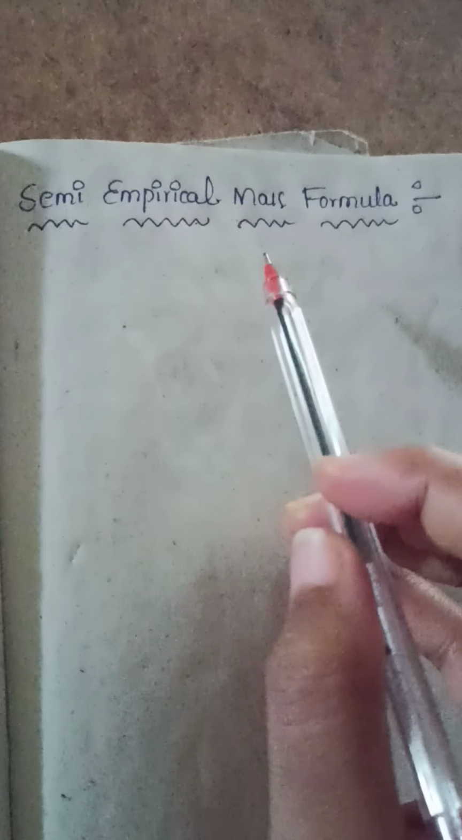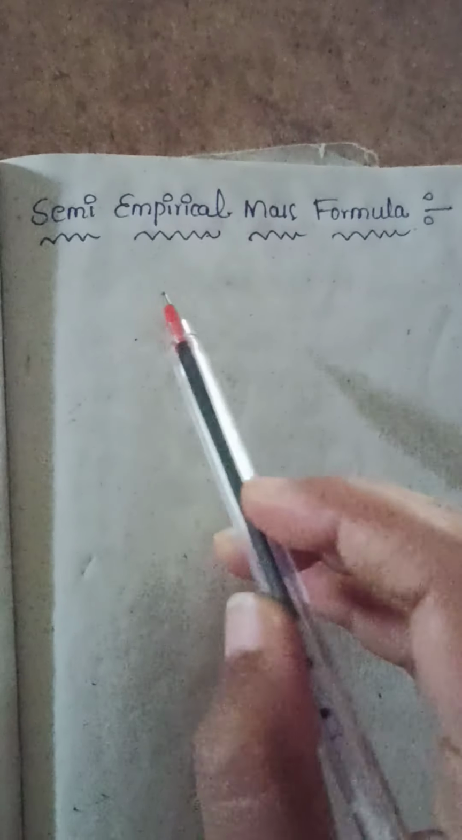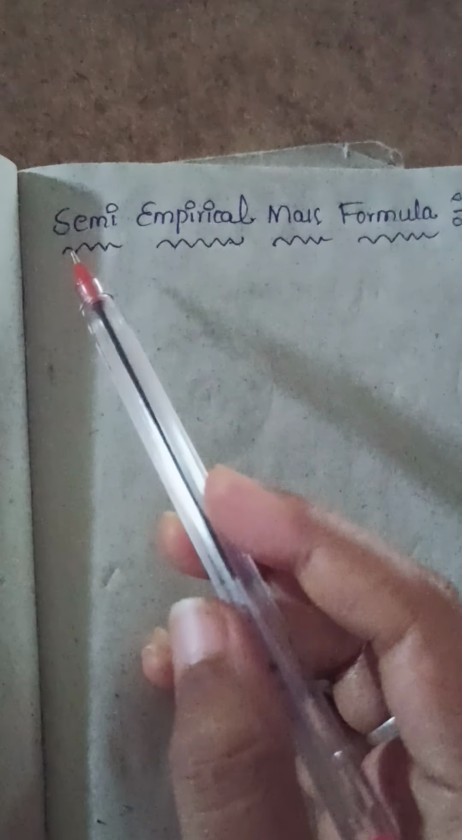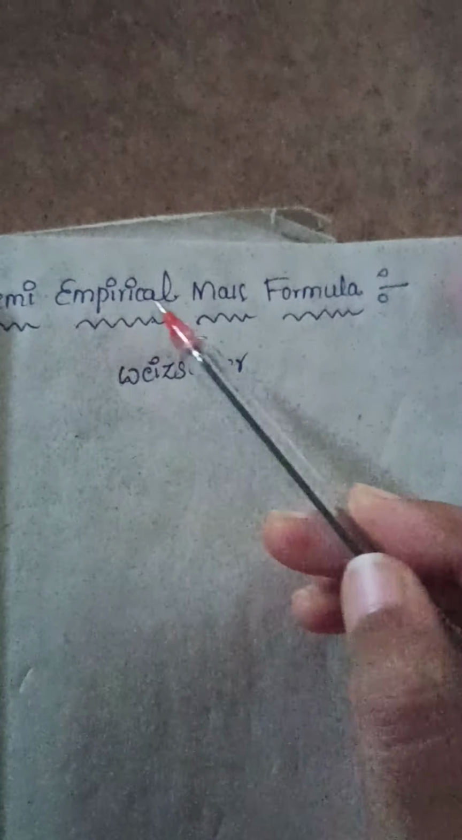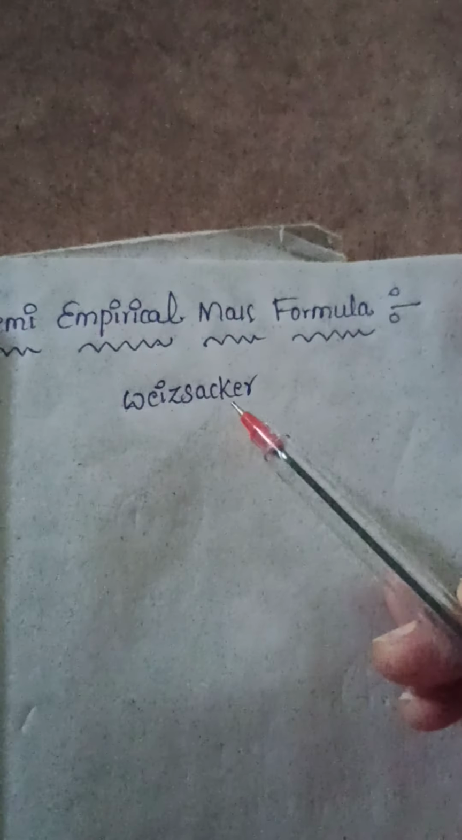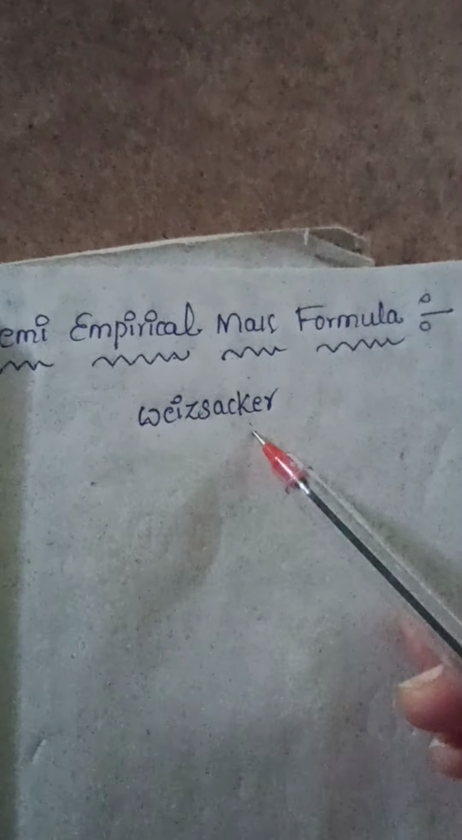Yesterday we discussed the N-Z graph in our first class and the liquid drop model in our second class. Today I am going to discuss the semi-empirical mass formula. This formula was proposed by the scientist Weizsäcker.